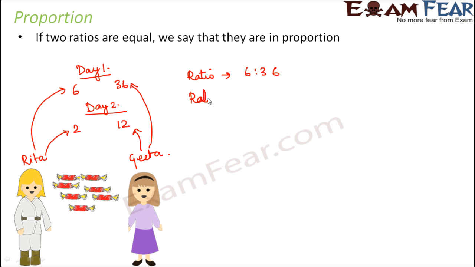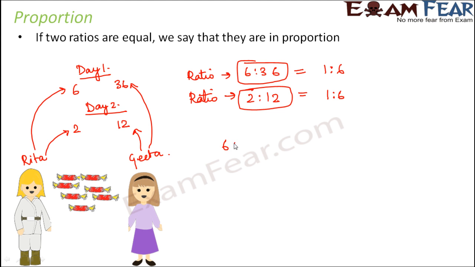So what is the ratio on day number 2? The ratio is 2:12. Now when you simplify both of these ratios, you see that 6:36 is nothing but 1:6. Similarly, 2:12 is nothing but 1:6. So basically we see that these two ratios are equivalent in a way. So the two ratios are equal. These types of equal ratios are said to be proportional to each other. So we say that 6:36 is proportional to 2:12.